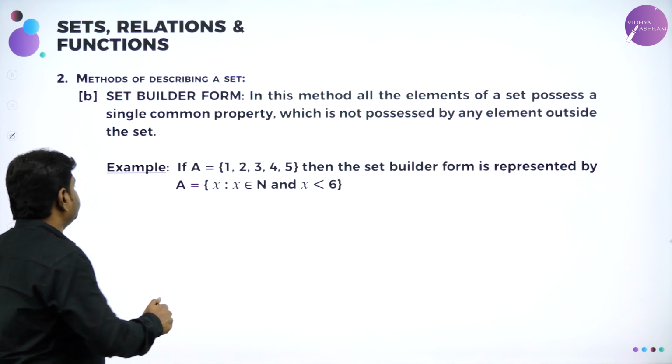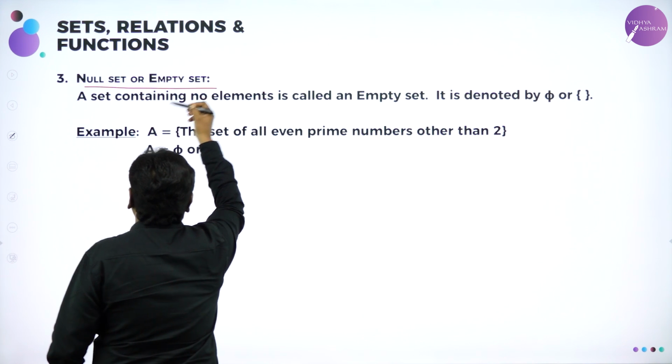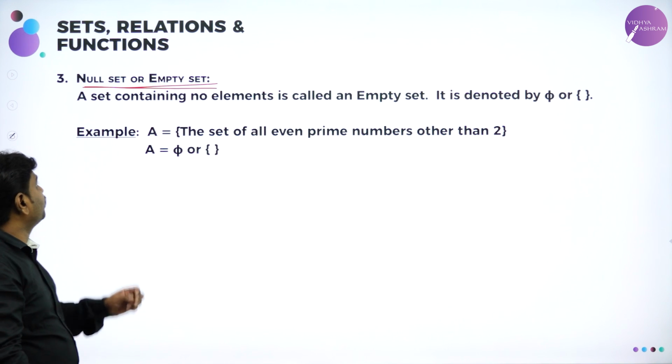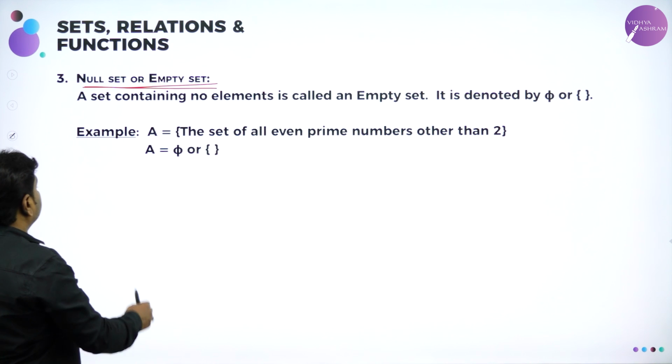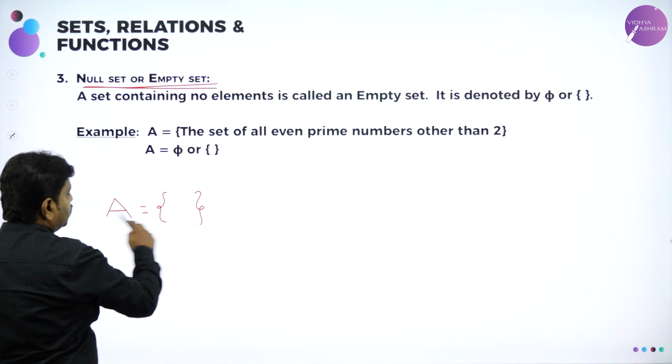Now going ahead, types of sets. The first set is the null set or empty set. What is meant by null set or empty set? A set containing no element is called a null set or empty set. So if I take any set with no elements, it is an empty set.